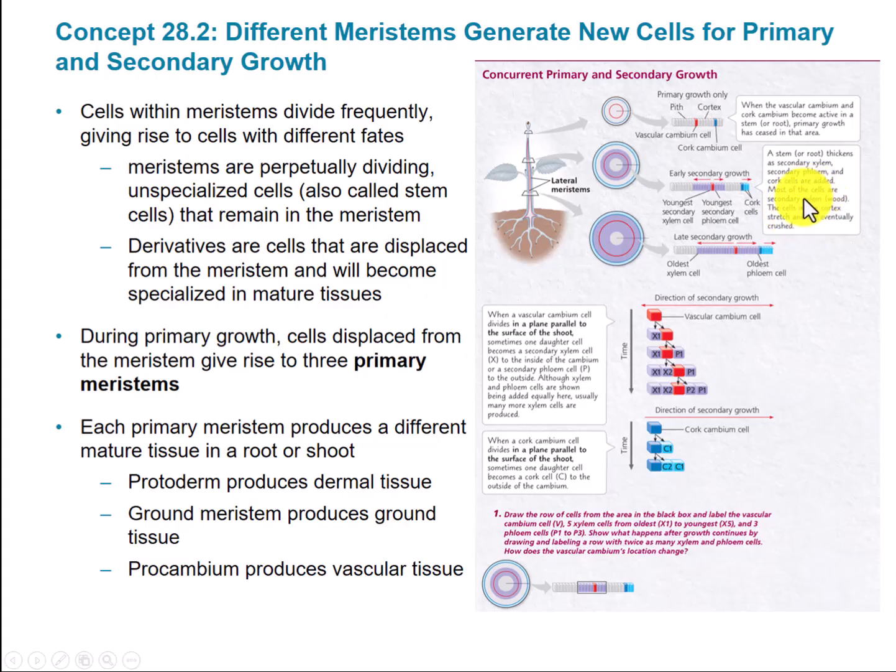And so most of the cells are secondary xylem. So you can see how many more are the secondary xylem, are wood, and the cells in the cortex stretch and are eventually crushed, becoming more compacted.